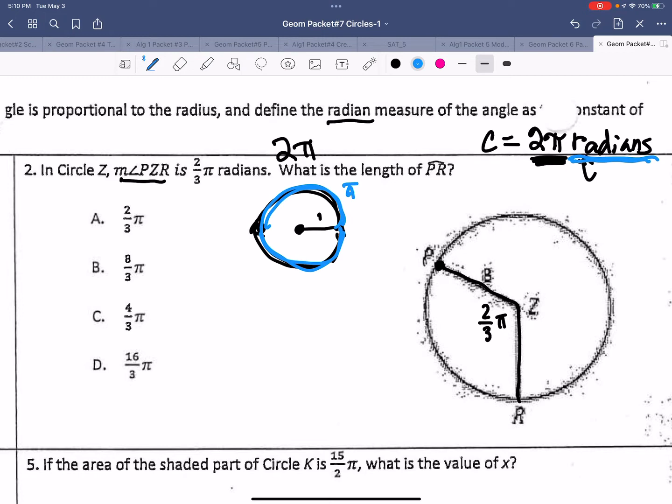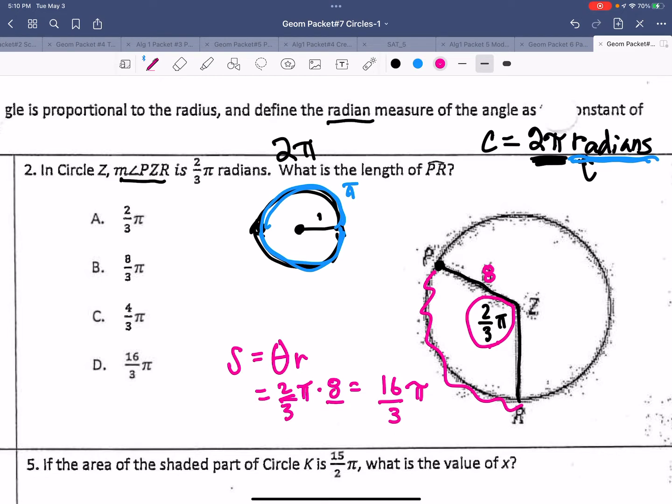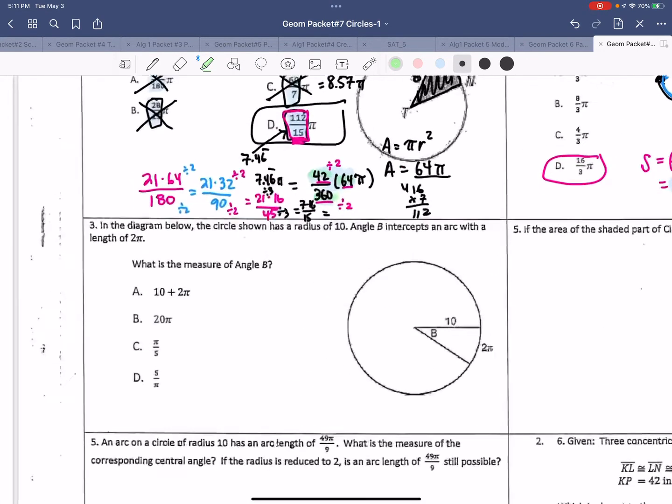So can we find the length of PR? Sure, we said that S, our arc length, is theta times R. So if theta is 2/3 pi and R is 8, then we simply multiply these, right? So we can have our pi. We have 8 times 2 in the numerator and 3 in the denominator. We found our answer. So really, is that it? Yeah. All I do is take our angle and multiply it by our radius. Got it? Next one.